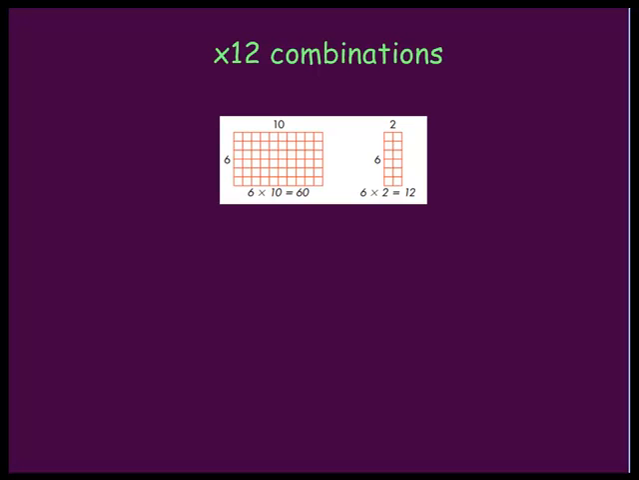For the times 12 combinations, some kids find it easier to break the 12 down into 10 and 2, and then you're able to put them together. So if I were doing 6 times 12, which is what this problem illustrates right here, I break it down into 6 times 10 and then 6 times 2. Well, those are easy multiplication facts to remember. I know that this one's 60 and this one is 12, and then I can just add those two in the end and get 72.